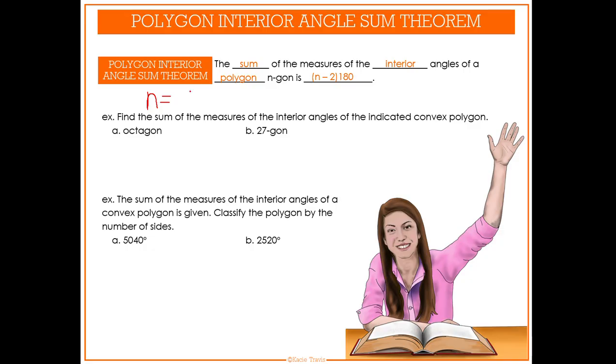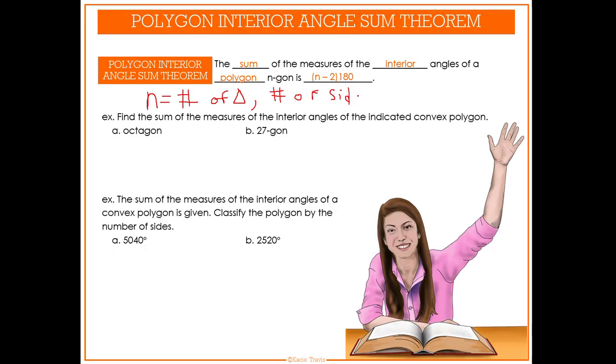So, what does this n equal? N is the number of triangles that we can make of that shape. But n is also one other thing. It is that number of sides.